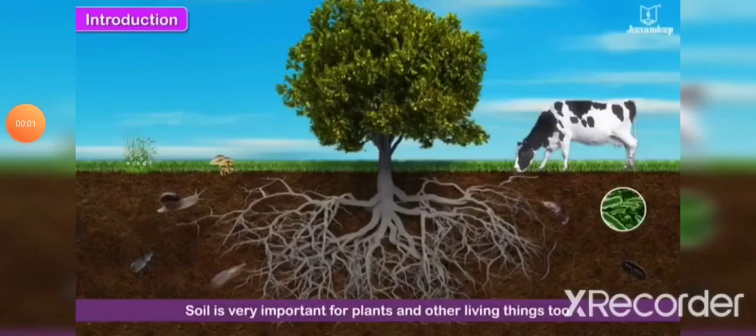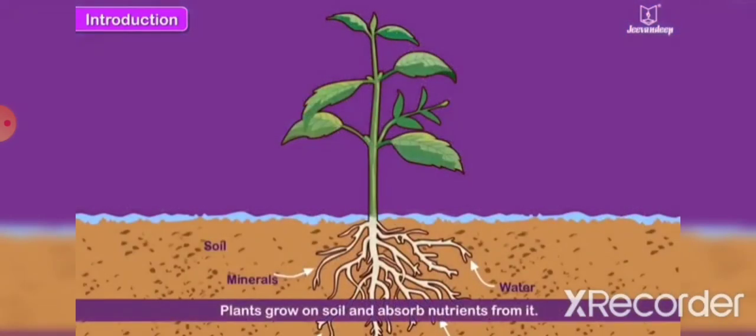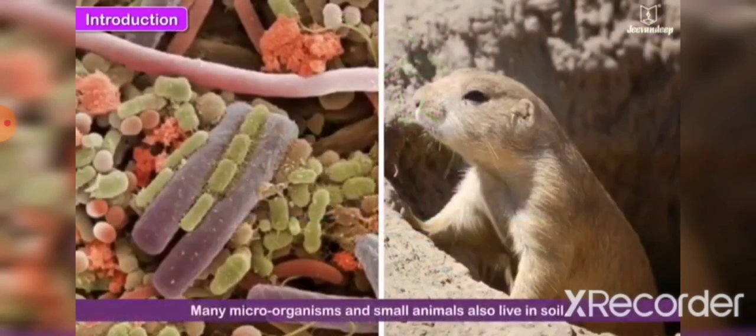Good afternoon, students. Today we are going to study soil. Soil is very important for plants and other living things too. Plants grow on soil and absorb nutrients from it. How does that happen? The roots help the other parts to get water. Many microorganisms and small animals also live in soil.